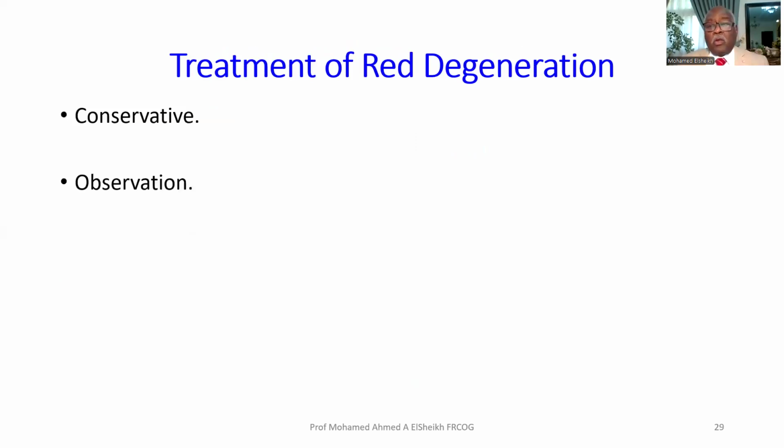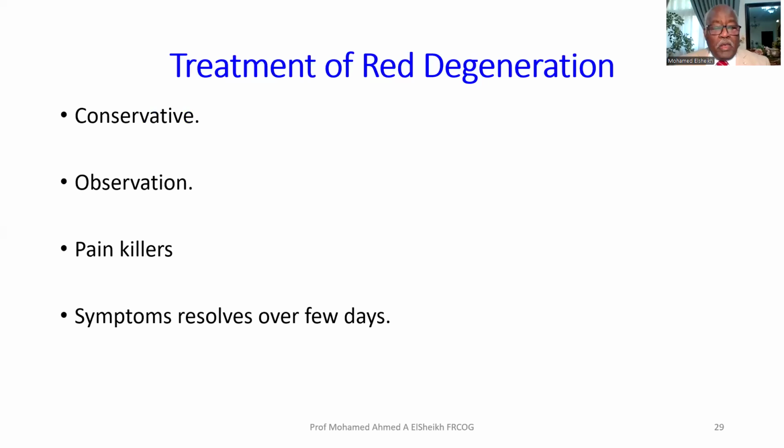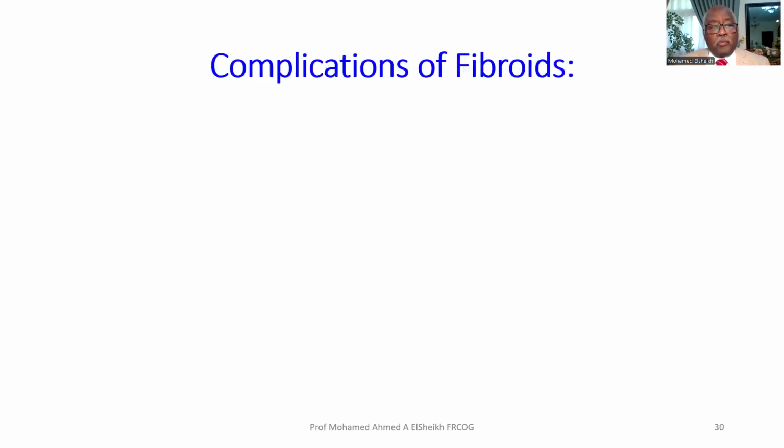If it happens, what shall we do? The treatment is conservative. Observe and give painkillers. Symptoms usually resolve over a few days. No surgery here at all. Red degeneration, if it occurs, is quite serious, but the treatment is conservative: observation, relieve the pain with painkillers, reduce the temperature, and usually within a few days the symptoms will improve. No surgical intervention at all.